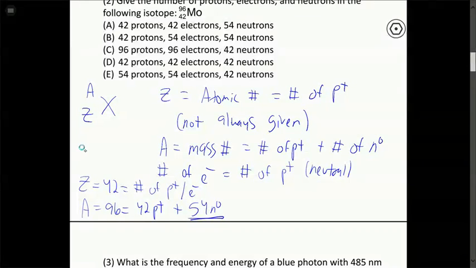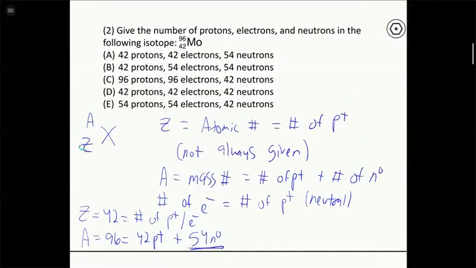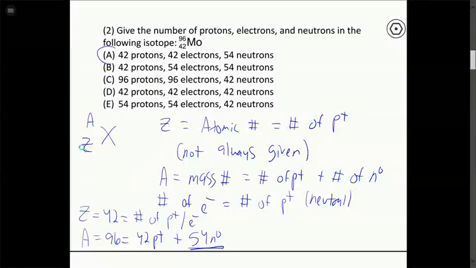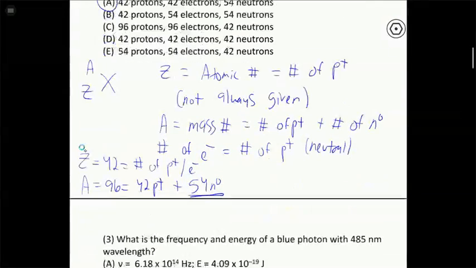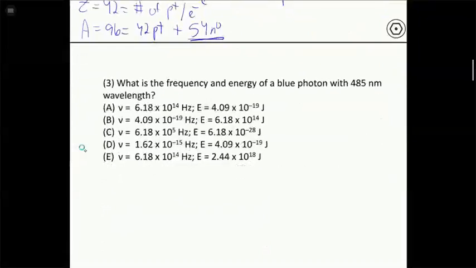Alright, so we just subtract the number of protons from the mass number. 96 minus 42, that gives us the number of neutrons. Okay, so the only answer choice that has all of those correct would be A. 42 protons, 42 electrons, 54 neutrons. Okay, questions on that one or anything related? Alright, we're going to just keep plowing through them, make sure we get through all these.